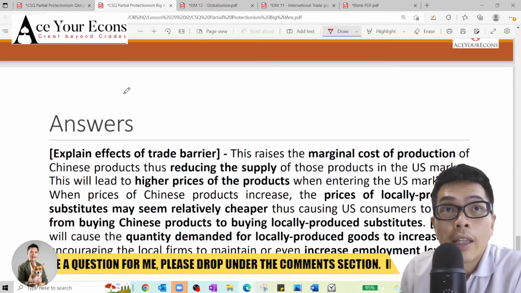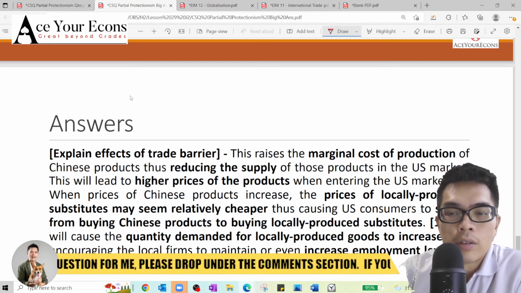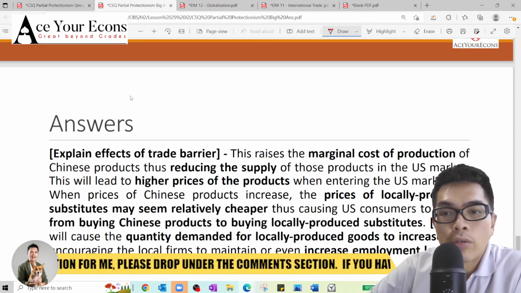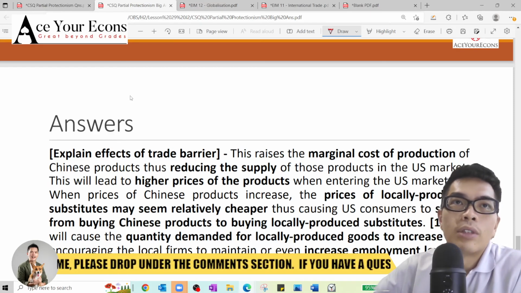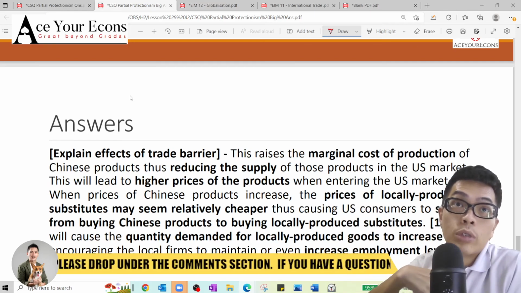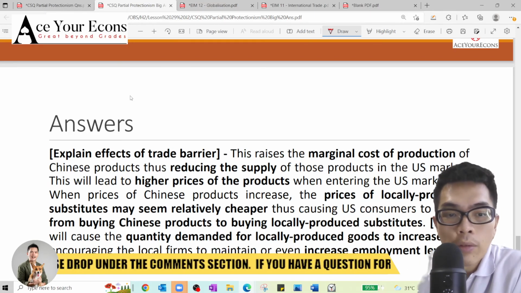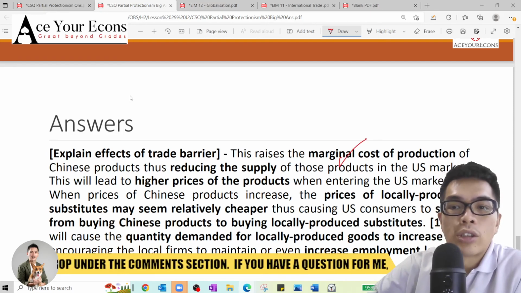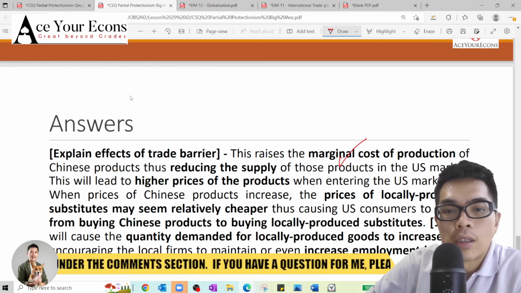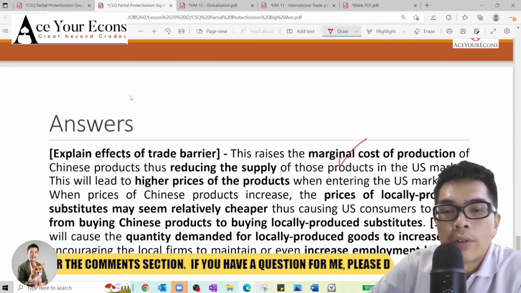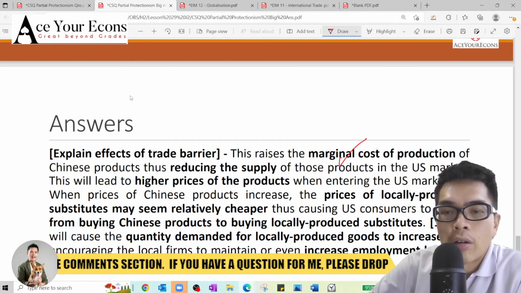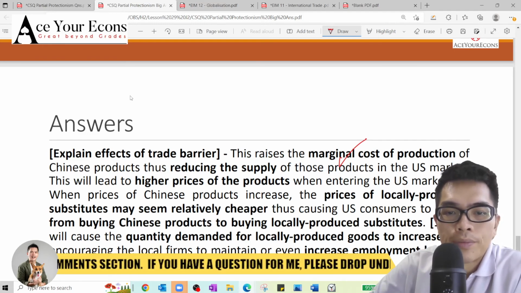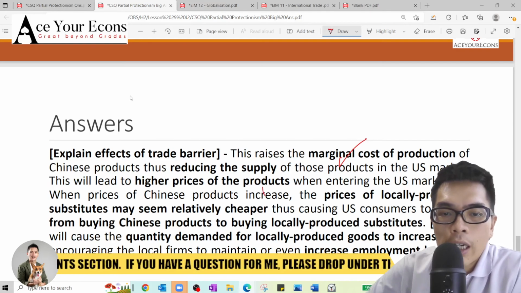So how does a tariff work? The second mark goes to illustrate how a tariff reduces the supply. This causes an upward shift in your supply curve. Keywords you want to relate to: the marginal cost of Chinese imports is going to go up, and this reduces the supply of imports into the US market and results in higher prices.